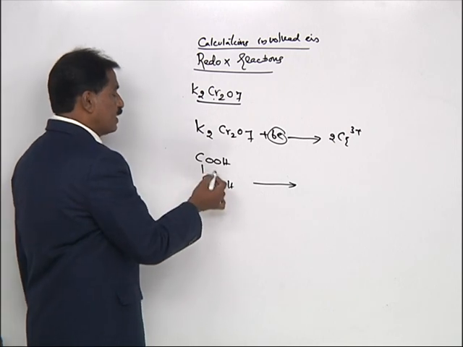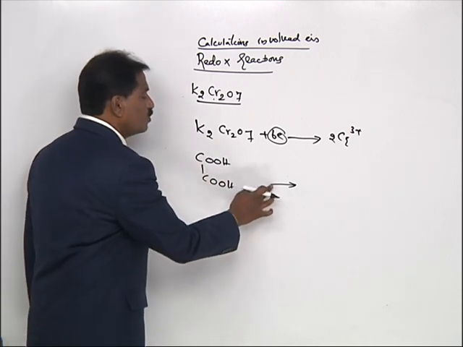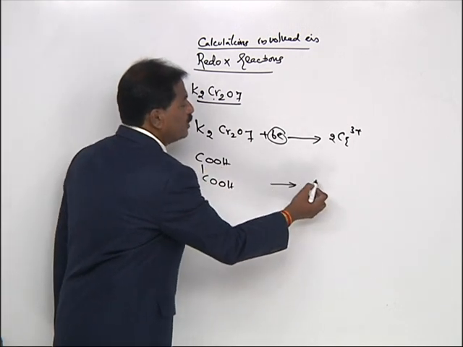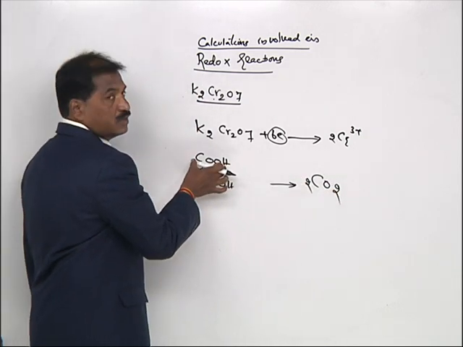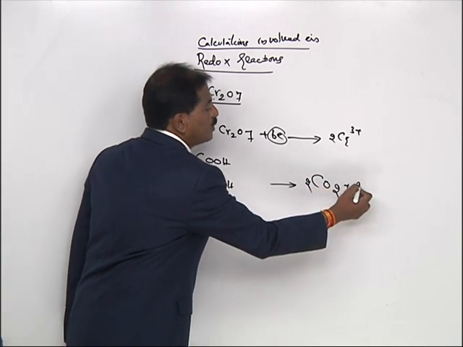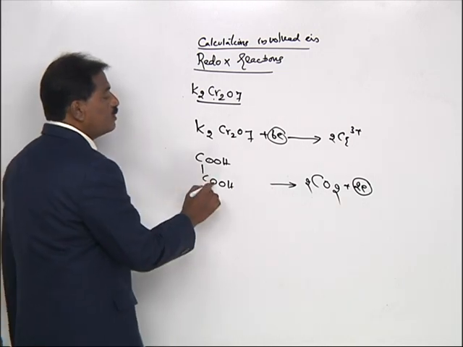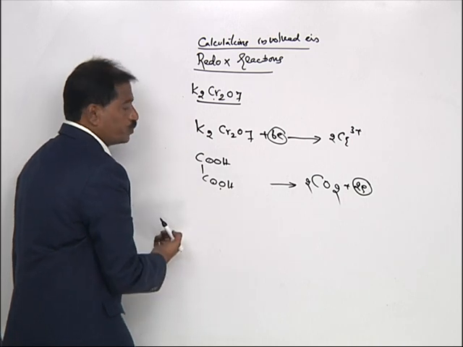Similarly, oxalate or oxalic acid. When oxalic acid or oxalate participates in any reaction, one molecule will always supply 2 electrons. So both carbons will be converted to 2 CO2, releasing 2 electrons. Therefore, since one molecule is supplying 2 electrons, the valency factor of oxalic acid is 2.